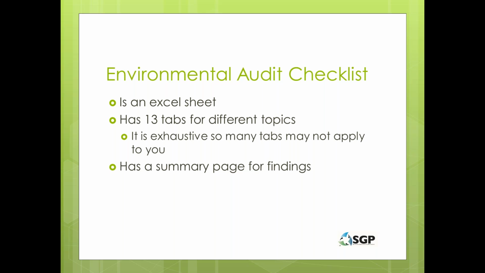I'm just going to go back a bit because I skipped over them to get to the actual Excel spreadsheet. So there are 13 tabs for different topics. Some of those topics may not apply to you. For example, there is a tab for emergency generators. So if you don't have an emergency generator in your facility, then that topic won't apply to you.